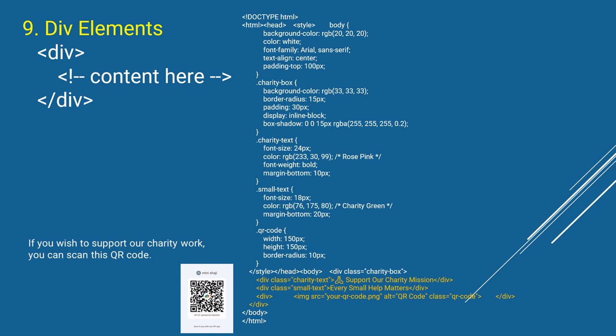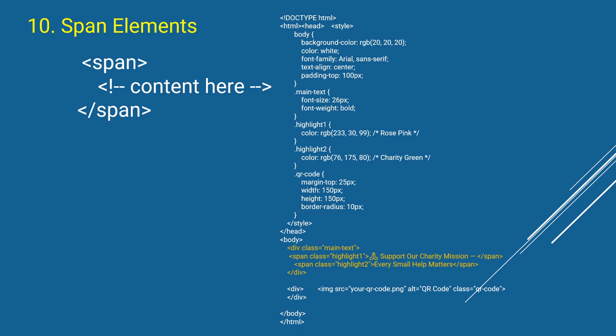Div elements are used to group related content together. They are often used for layout and styling purposes. Span elements are used to group inline content together. They are often used for styling and scripting purposes.